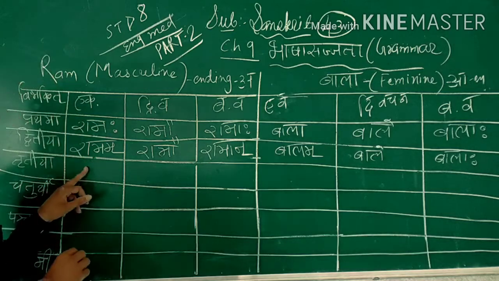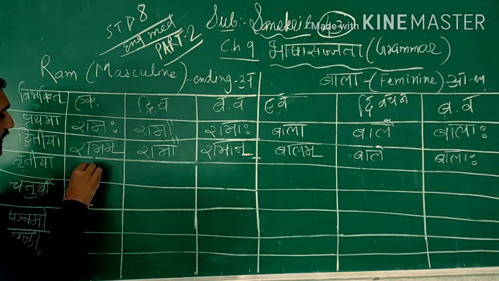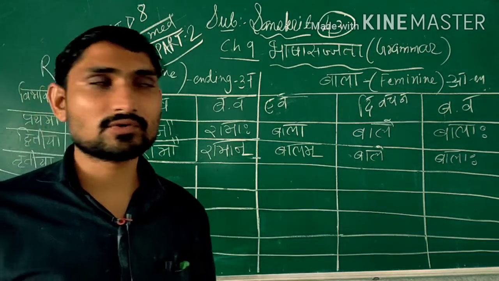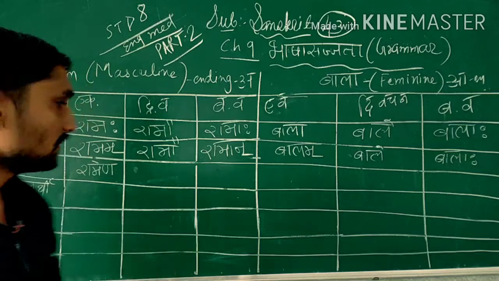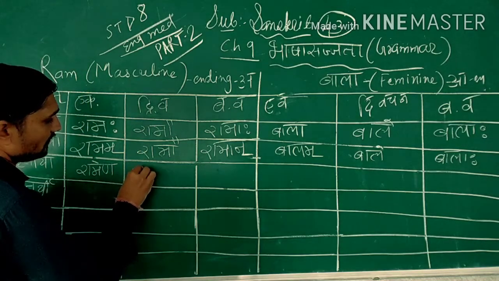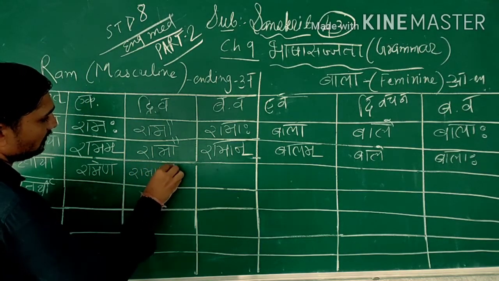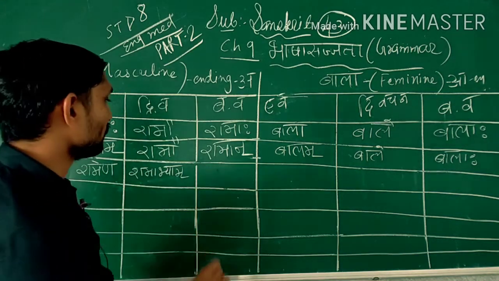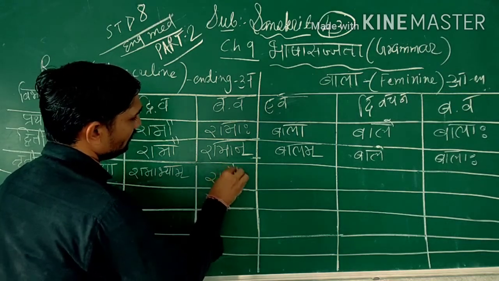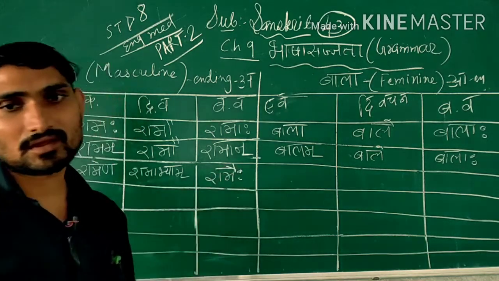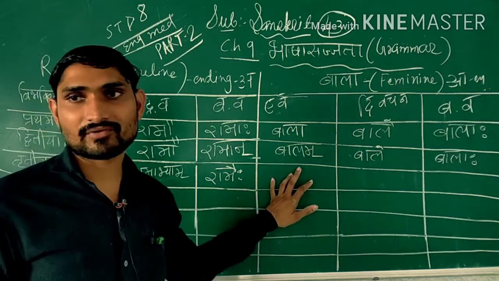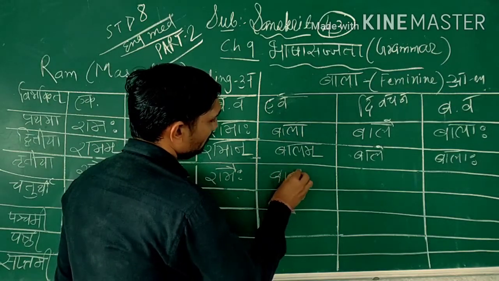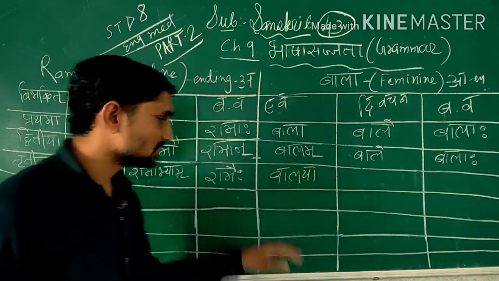Okay. Tritiya, how will you follow? Tritiya happens as Ramena. Okay. Third person singular form. It happens as Ramena, and then third person here Ramabhyam. After that, third person plural form is Ramaih. Understood? Now here in Bala, feminine form, what happened? Balaya. I'm just writing only these two.